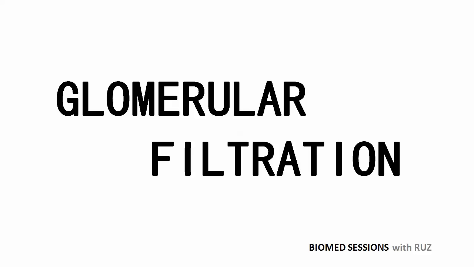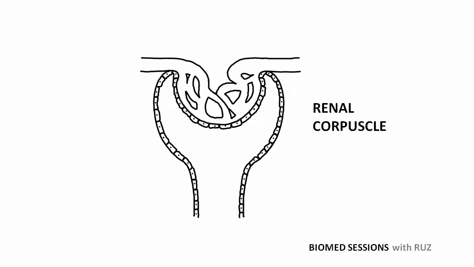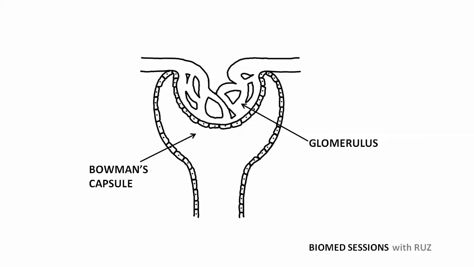Today we're going to be discussing glomerular filtration. Here we have our renal corpuscle, which is a structure essential for the filtration of blood in the nephrons of the kidney. One part of the renal corpuscle is the glomerulus, which is basically a network of capillaries. The other part is the surrounding Bowman's capsule.